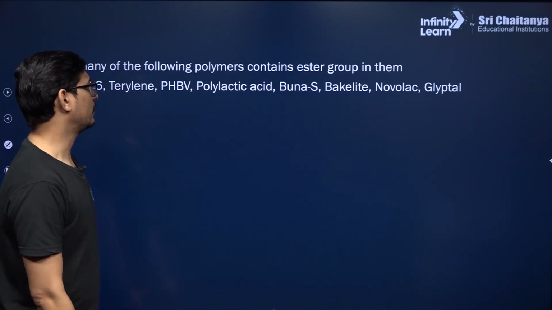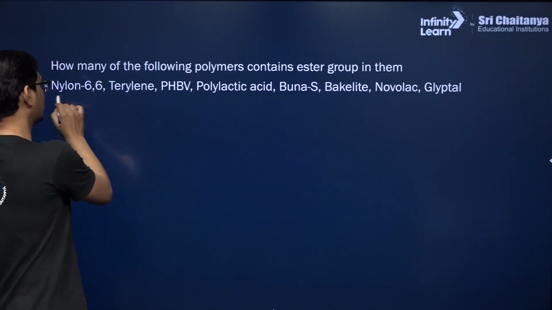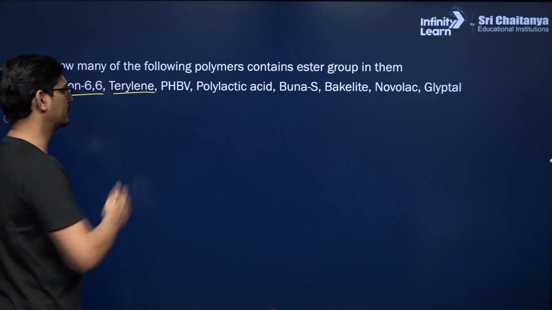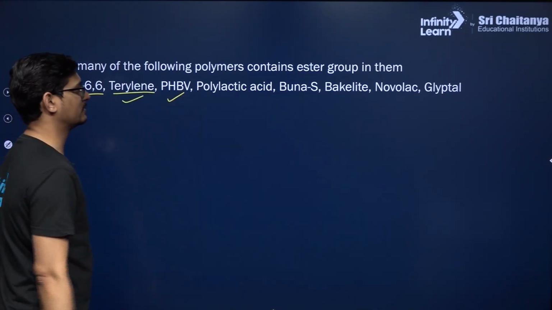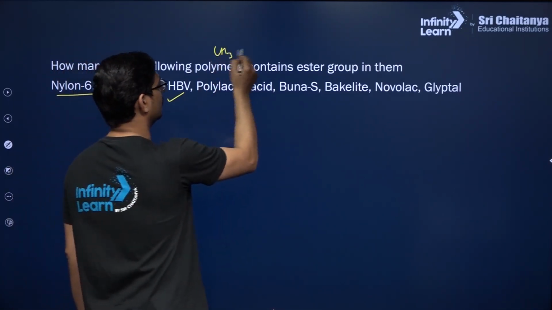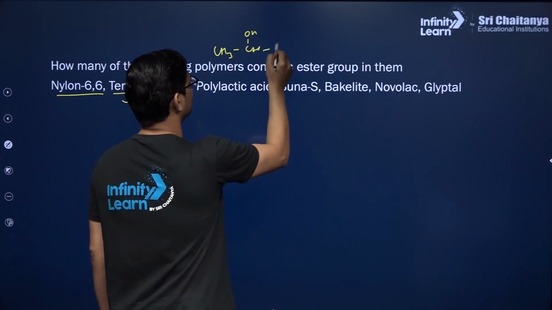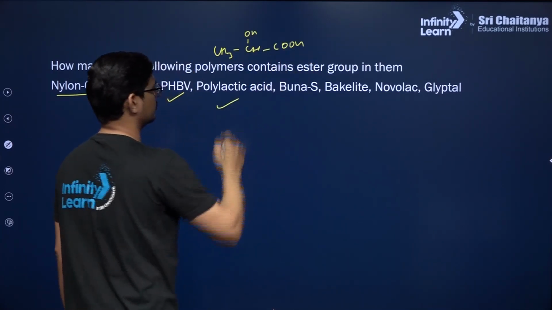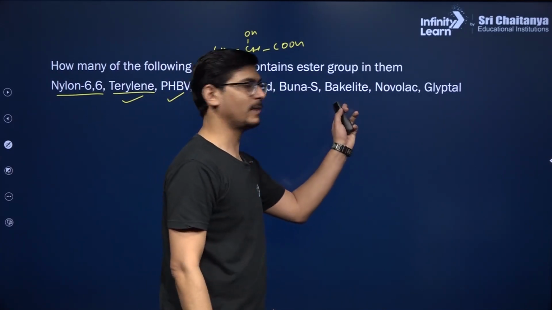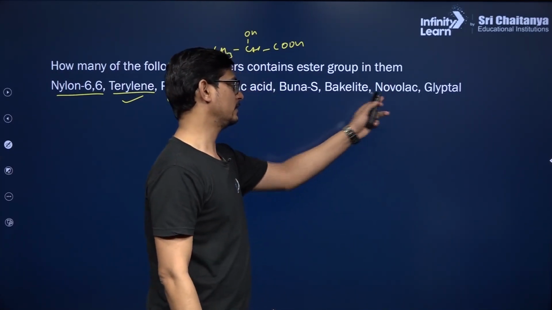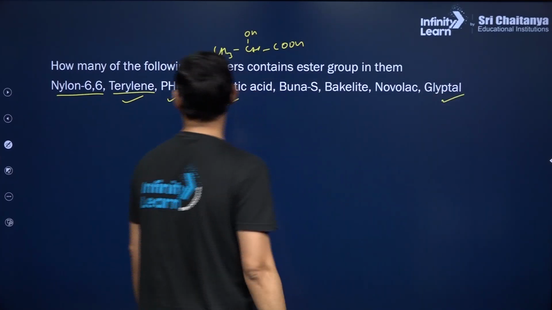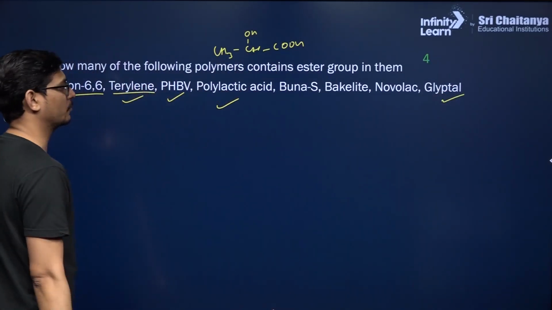How many of the following polymers contain ester group? Nylon is an amide, polyamide. Terylene, yes: ethylene glycol and terephthalic acid. PHBV, it's also an ester. Polylactic acid, yes. Lactic acid contains both OH group and COOH group, so this is also. Buna-S is butadiene styrene, no. Bakelite is phenol formaldehyde resin. Novolac is the linear polymer. Glyptal, yes. So total number is 4, right.